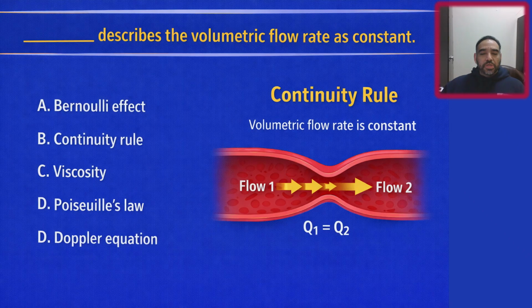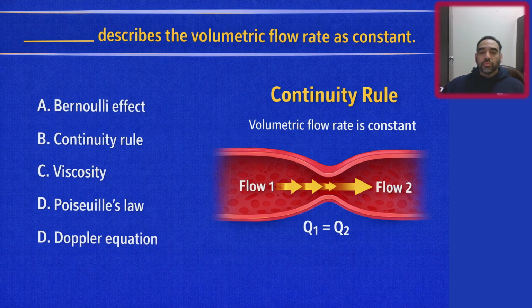Okay, so this question asks, blank describes the volumetric flow rate as a constant. And the answers are A, Bernoulli's effect; B, continuity rule; C, viscosity; D, Poiseuille's law; and which should be E again, but it says D there twice, the Doppler equation. So the correct answer here would be B, the continuity rule.